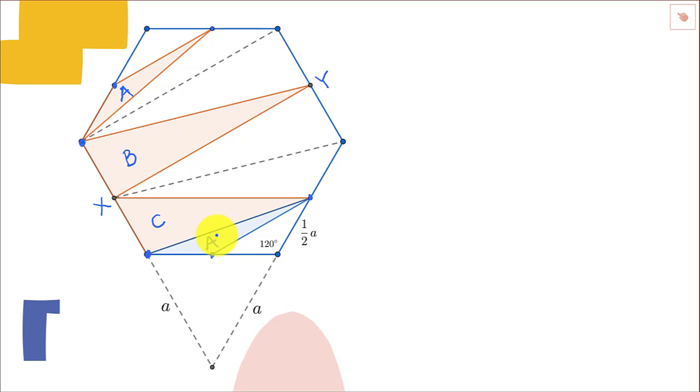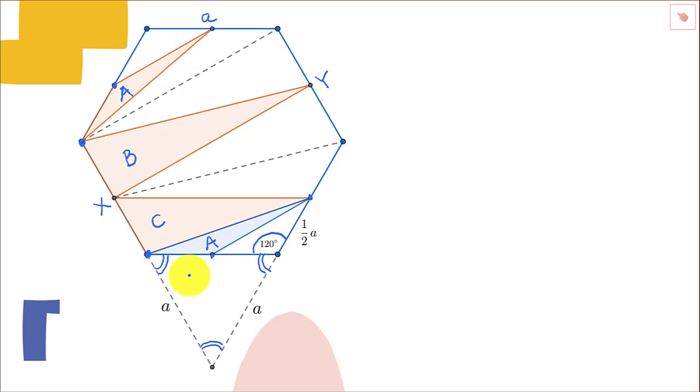Next, remember that since the internal angle of a hexagon is 120 degrees, this must be 60 degrees, and similarly this must be 60 degrees. And therefore this must be also 60 degrees as well. Therefore we have an equilateral triangle. So if we call the side of the hexagon A, then this is an equilateral triangle of sides A, right?